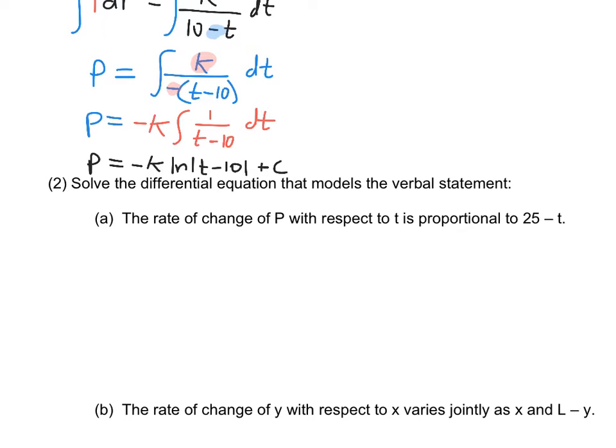All right. Number 2, solve the differential equation that models the verbal statement. All right. Proportional, absent of any other words, means directly. All right, so if it said inversely proportional, then it's obvious, or jointly, same deal. But if it just says proportional, then it's directly proportional. The rate of change of p with respect to t. All right, so that's the same as saying, so I'll underline that in blue.